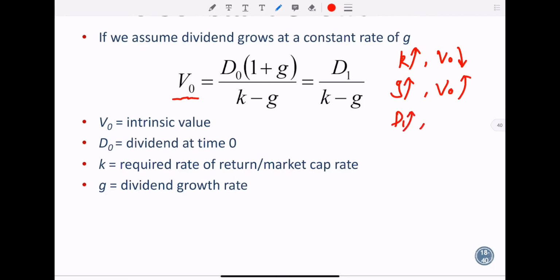If D increases, if the dividend increases, then intrinsic value will be higher. Right? So what does this tell you? It basically tells you that, let's say for this one, it's easy to understand, right? It means that if the firm has a higher growth potential, the firm should be more valuable, right?